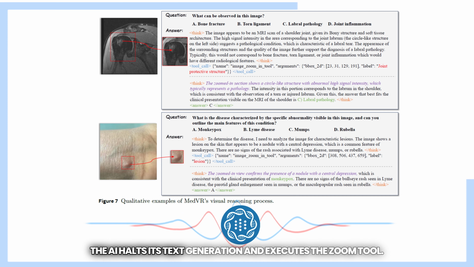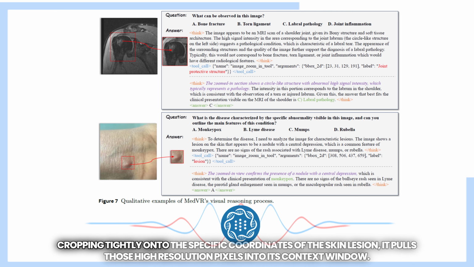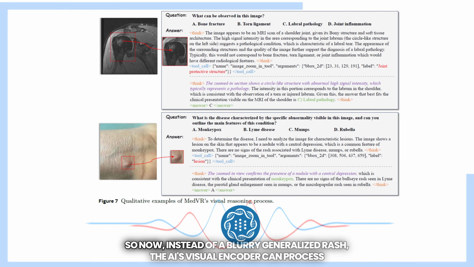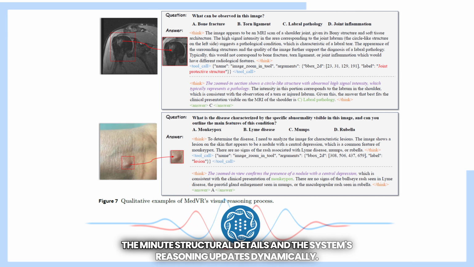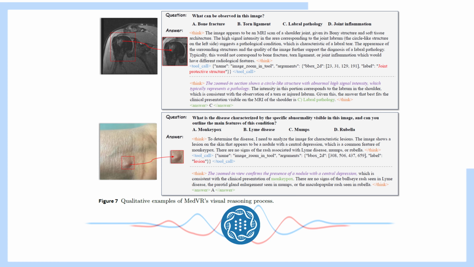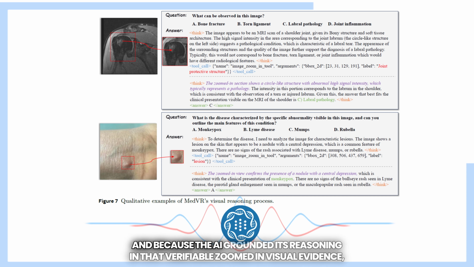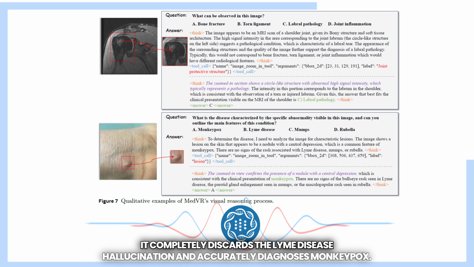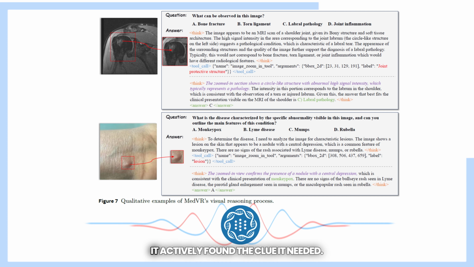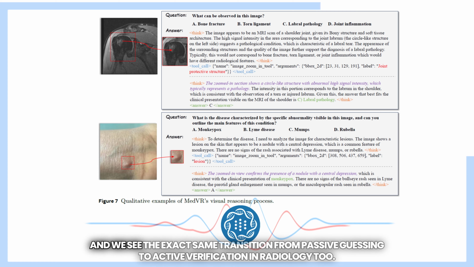Right. The AI halts its text generation and executes the zoom tool, cropping tightly onto the specific coordinates of the skin lesion. It pulls those high-resolution pixels into its context window. So now, instead of a blurry, generalized rash, the AI's visual encoder can process the minute structural details. And the system's reasoning updates dynamically. It does. It notes that the zoomed-in structure is specifically a nodule with a central depression. That is a highly specific morphological feature. It is. And because the AI grounded its reasoning in that verifiable zoomed-in visual evidence, it completely discards the Lyme disease hallucination and accurately diagnoses monkeypox. It actively found the clue it needed. It really did. And we see the exact same transition from passive guessing to active verification in radiology, too.